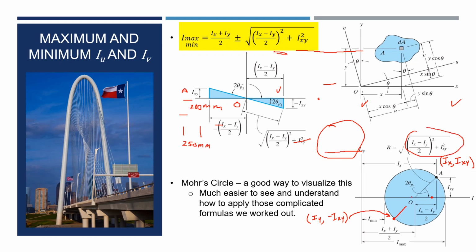This then becomes I minimum, which is at Ix plus Iy over 2 minus the radius. Maximum at Ix plus Iy over 2, that's where the center of the circle is, plus the radius. And then tangent theta p is Ixy over Ix minus Iy over 2. The circle helps you visualize all those prior complicated formulas. That's why we do it. Next slide.